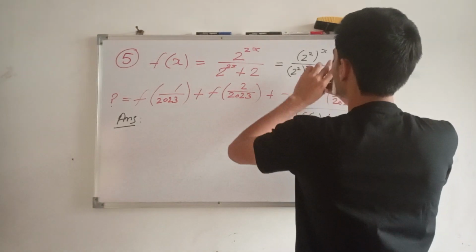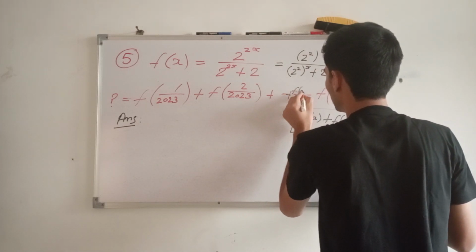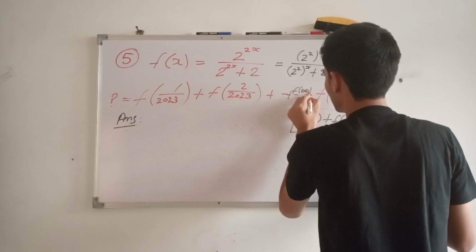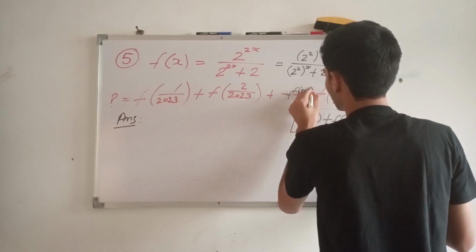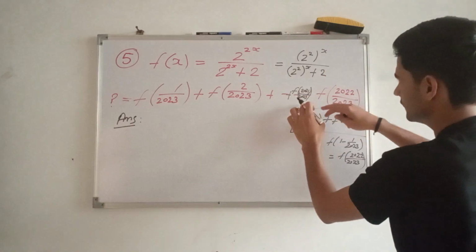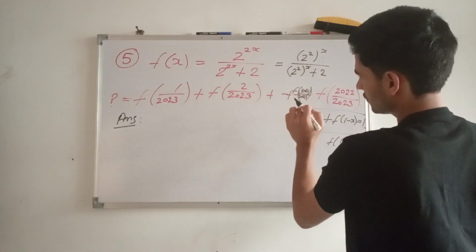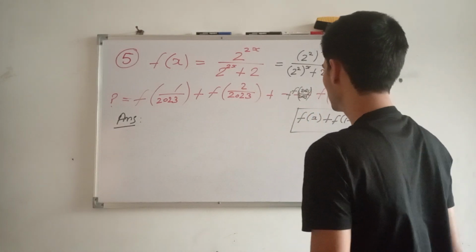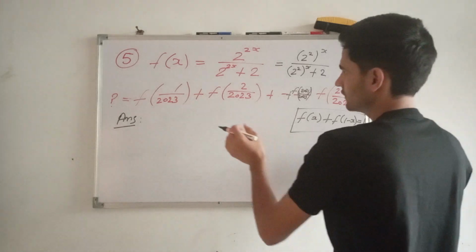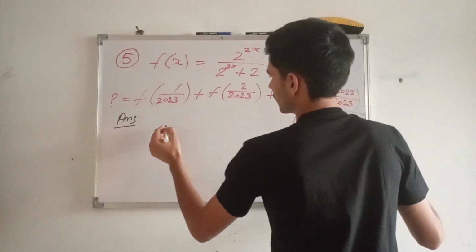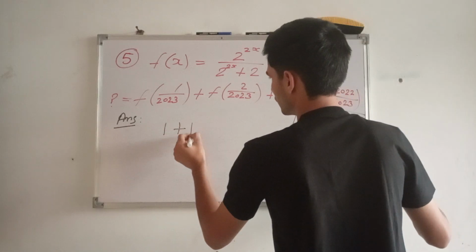So what will be the term here? Here the term would have been f(2021/2023), right? So this and this, f(2/2023) plus f(2021/2023), is 1. And now we can see that the first and last give 1, the second and second last give 1.